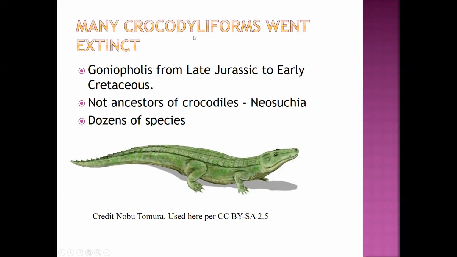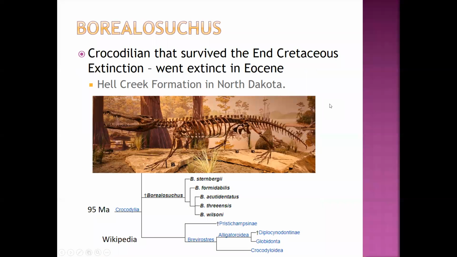And also many crocodiliforms went extinct. So this is Goniopholis from the late Jurassic to early Cretaceous. And there are dozens of these species of Neosuchia. Then we have Borealosuchus, which you can see that it is part of the Crocodilia. So in the previous cladogram, I showed you the Mesoeucrocodylia. Well, the Crocodilia evolved out of that group 95 million years ago.